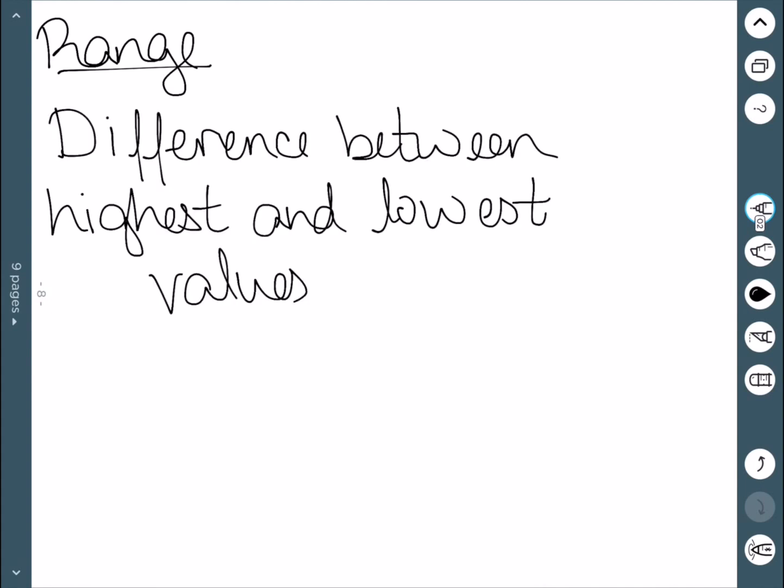The last one we'll look at here is the range. The range is the difference between the highest and lowest values. So the mid-range, we added them and divided by 2. The range, we only subtract the highest and lowest values.